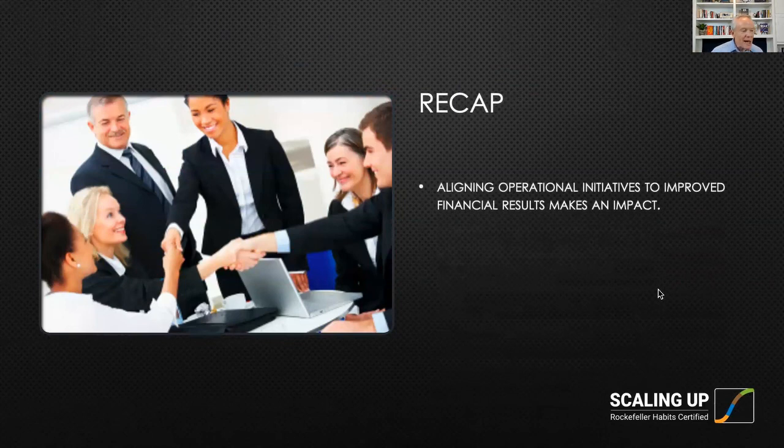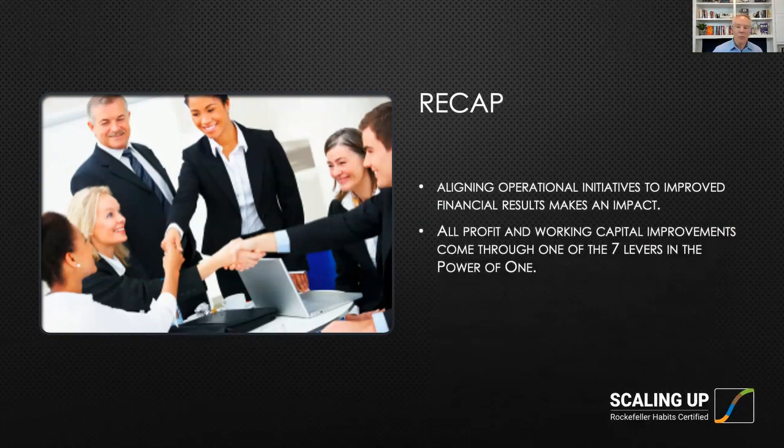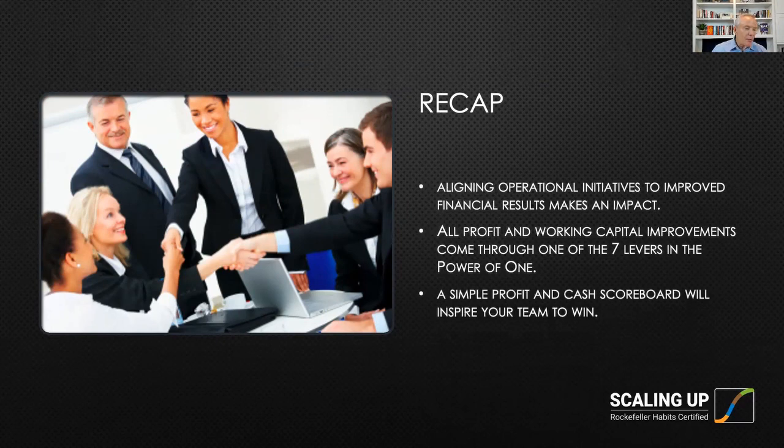So as a recap, aligning operational initiatives to improved financial results will make an impact. All profit and working capital improvements come through one of the 7 levers. If you're having a problem with your finances and you want more cash and more profitability, it lies in one of these 7 levers. So let's go back to my question with Mylock. Where would you focus management's attention? It's on these 7 levers. And then finally, a simple profit and cash scoreboard will inspire your team to win.